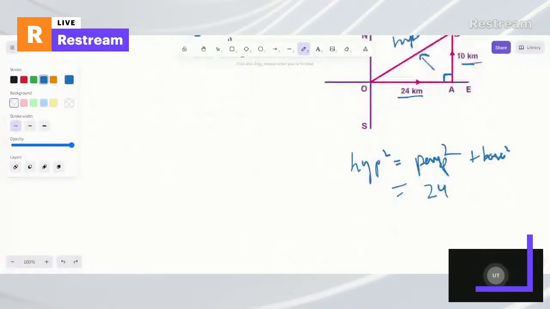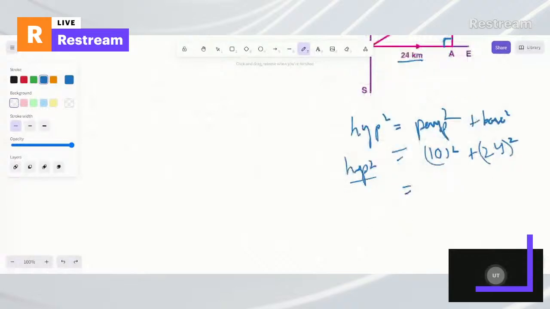So what's the value of perpendicular? Perpendicular is 10. So 10 squared plus 24 squared, and then we have hypotenuse squared. We need to find out its value. So now we're going to calculate this. 100 squared, come on, quickly solve this equation. Whoever gets it first, quickly do it.